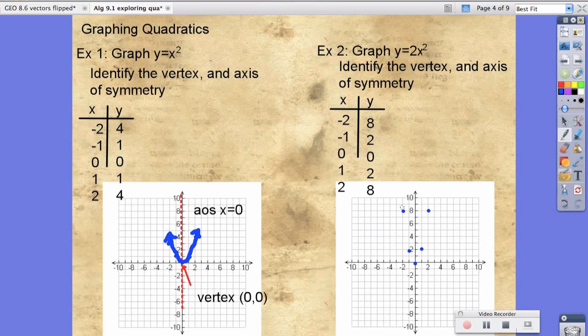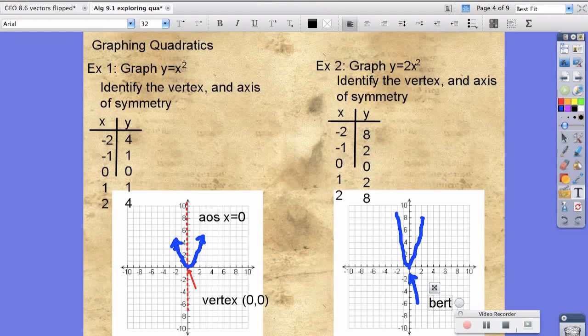So again, we're going to graph this line. And our vertex, again, is at our minimum. So our vertex is at 0, 0. And our axis of symmetry, or AOS, is x equals 0 as well.